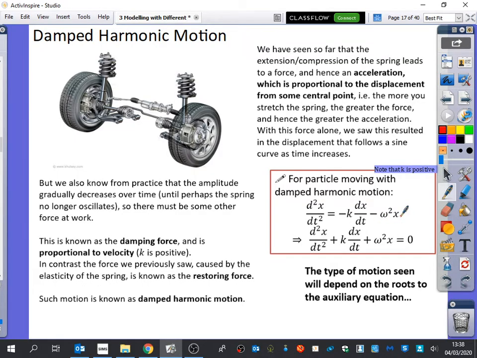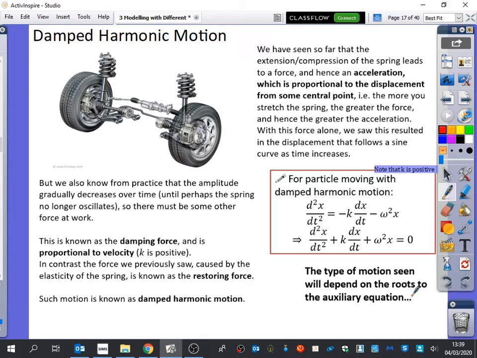And then what you'll notice that we do here is we rearrange it to make it look like a standard second order differential equation, where we can then set up an auxiliary equation and go ahead with that. So the type of motion that you see will depend on the roots of the auxiliary equation.